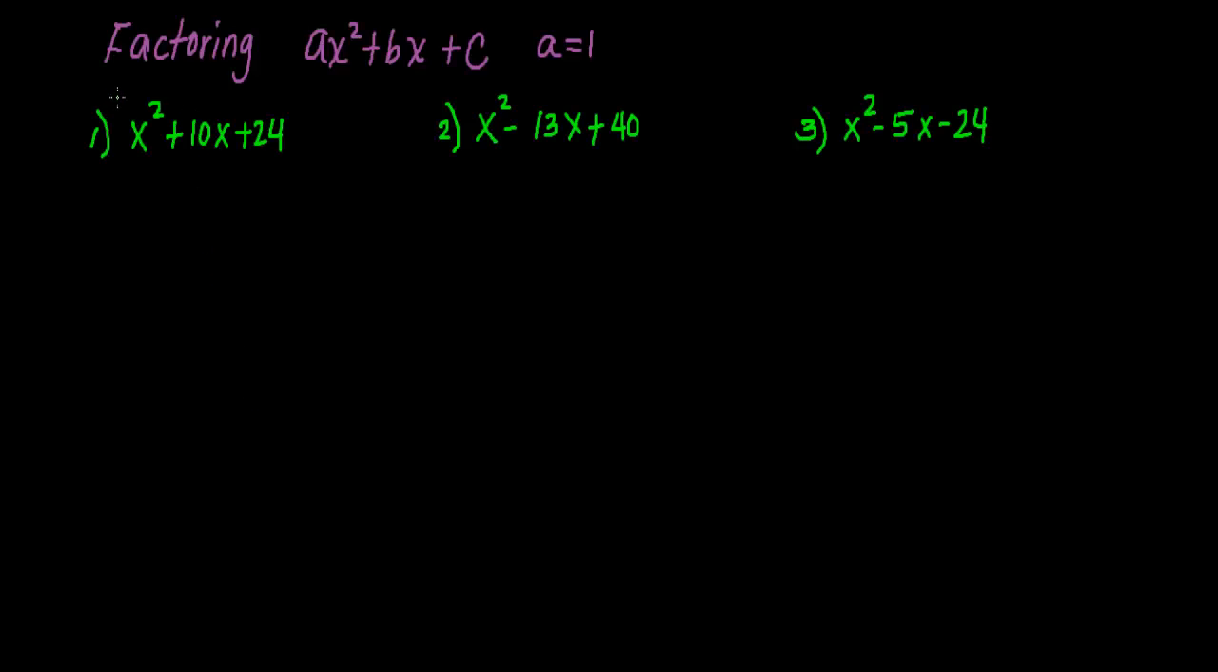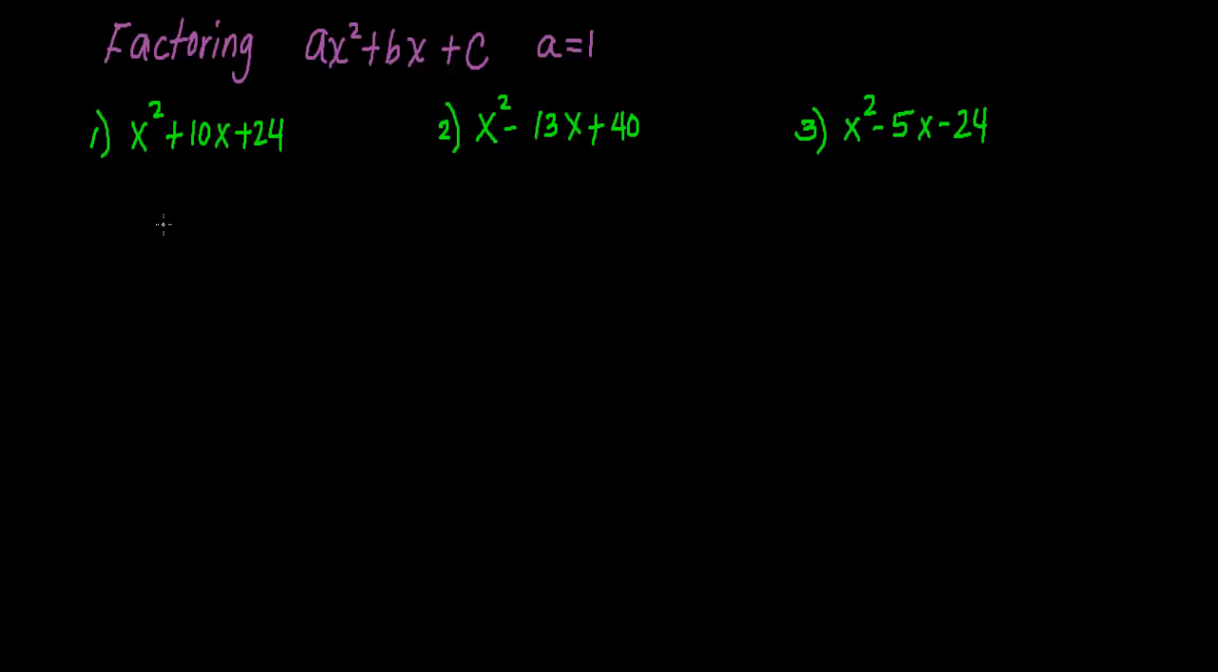Now we're going to factor the standard form of a quadratic function when a is equal to 1, this form. And here we have 3 examples. Notice all 3 examples, a is equal to 1. A is the coefficient in front of the x squared term. So notice that here a is equal to 1, a is equal to 1, and a is equal to 1. So we're going to concentrate on factoring the standard form of the quadratic function when a is 1.